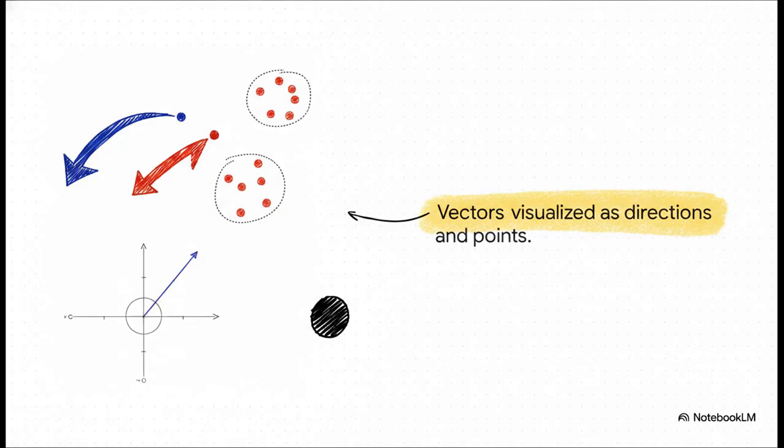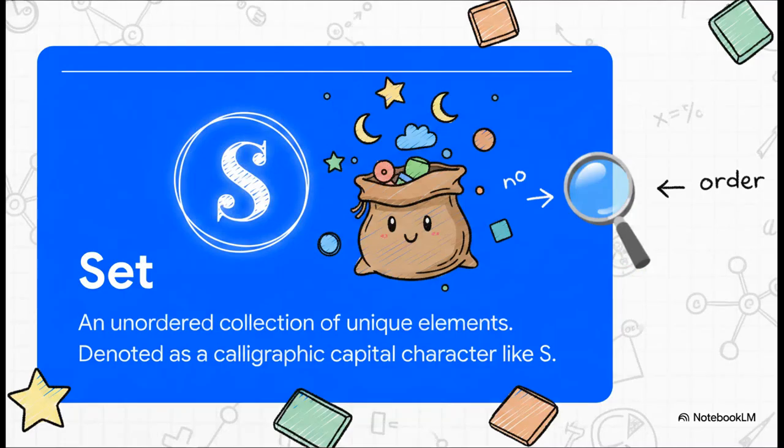To really visualize what a vector is, think of arrows pointing in very specific directions, or even individual dots floating in a multidimensional space. For instance, a vector with the values 2 and 3 can be thought of as an arrow moving exactly 2 units horizontally and 3 units vertically. Or it's just a single dot sitting right at that exact coordinate. So vectors are super strict about order.